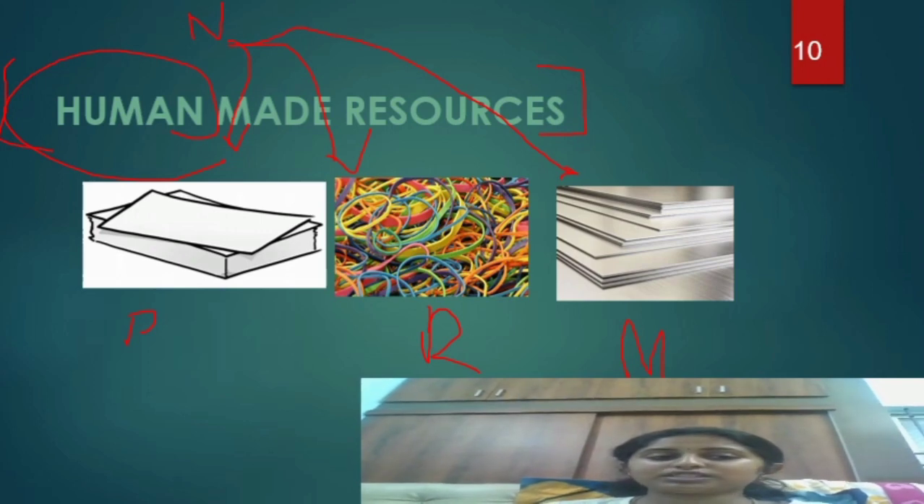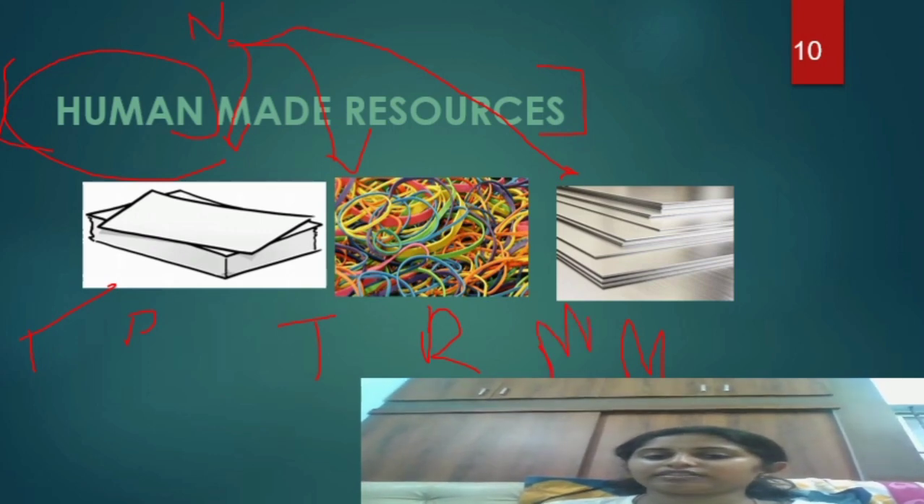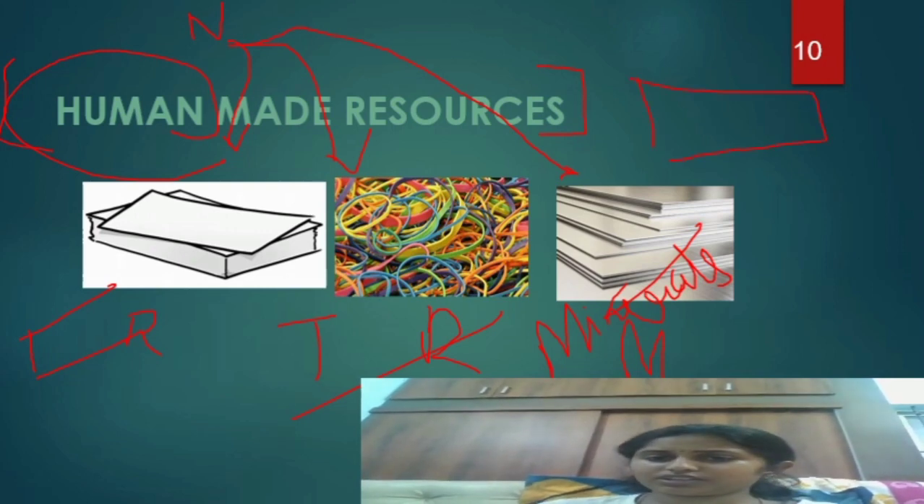Human made resources. For example, paper is made from trees, rubber is also made from trees, and metal sheets are made from the minerals available in nature. So everything comes from trees and minerals. If you make a bed, you need furniture for that, which comes from trees. Everything is from natural resources, from nature only, but we human beings, from our knowledge and our experience, convert them into the required products. That is human made resources, students.